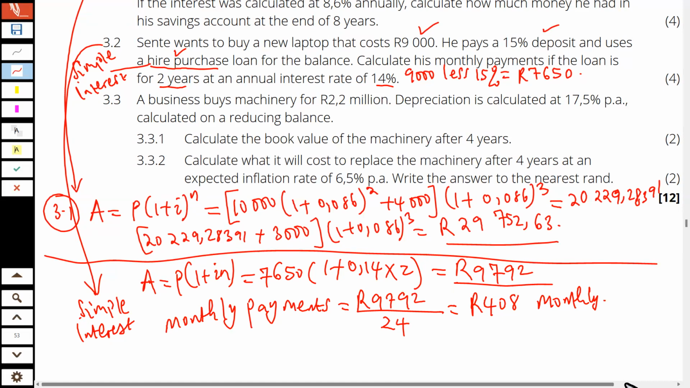So obviously in this question, you need to understand two things. So we have this answer.